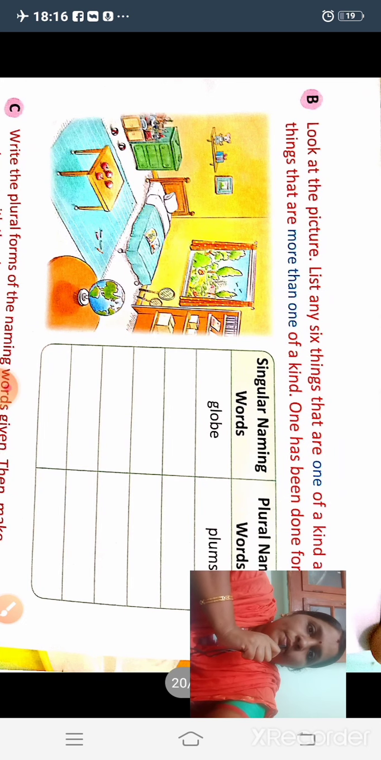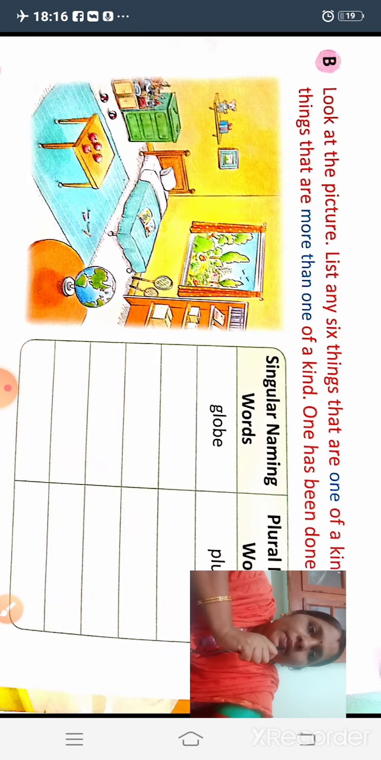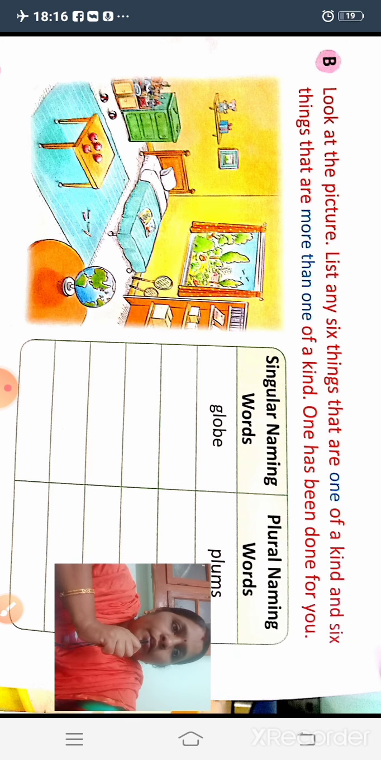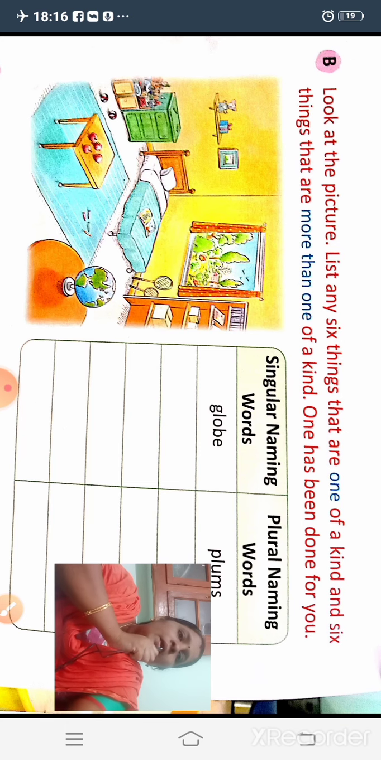Here a picture composition, a picture is given here. So look at the picture, list any 6 things that are one of a kind and 6 things that are more than one of a kind. So one has been done for you. So look at the picture carefully. You have to list the items as singular and plural naming words.